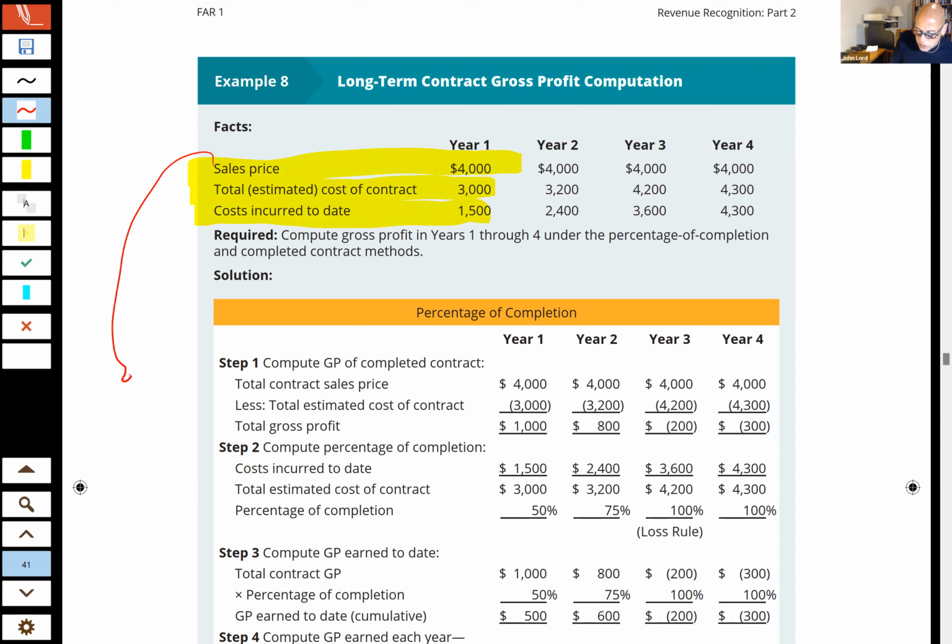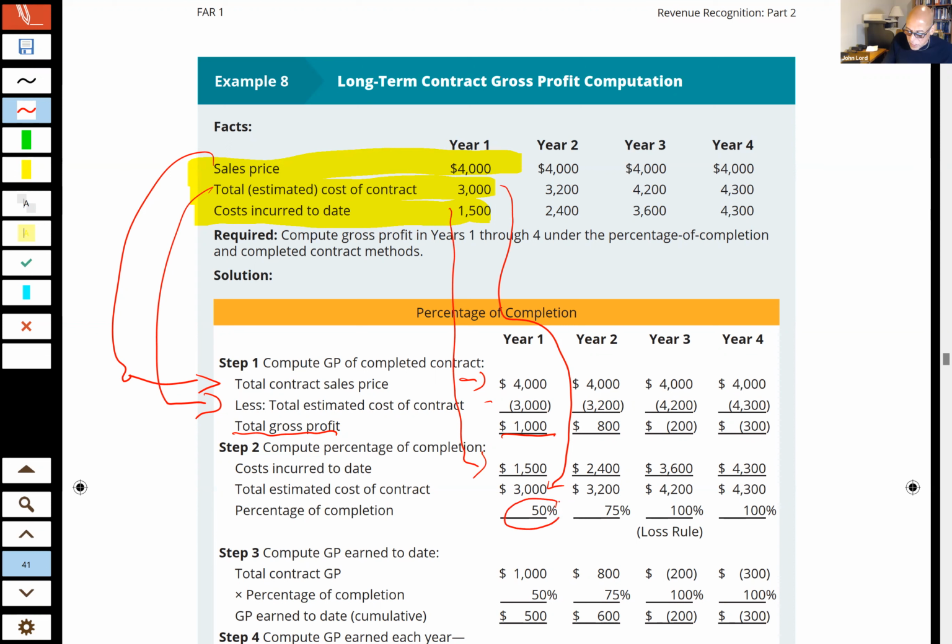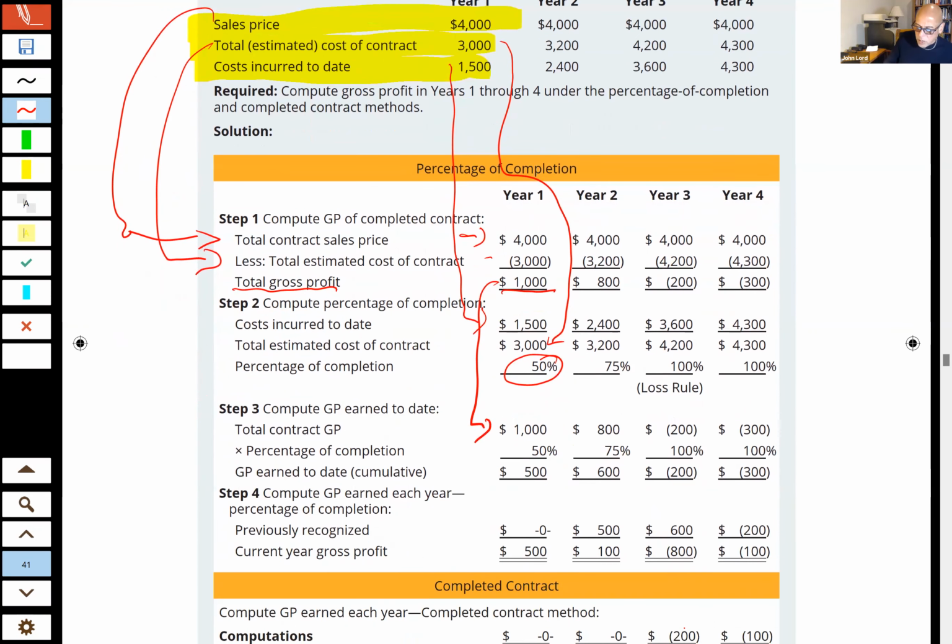So I take that total sales price. Total sales price is $4 million. The total estimated costs are $3 million. So the total estimated profit on this thing is $1 million. Now, what happens? The total estimated cost of the contract we saw already is $3 million, right? And so far, at the end of year one, I have incurred $1.5 million of costs. So I'm thinking I'm 50% done. I sit there and I say, well, okay, $1 million of profit is what I'm going to make on this contract. So far I've earned what?